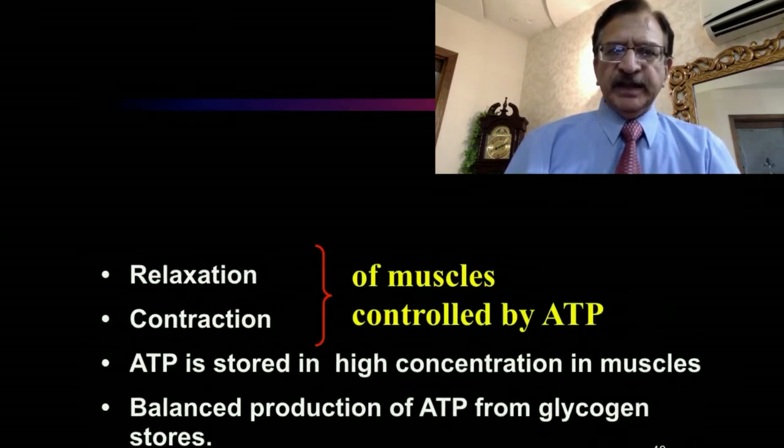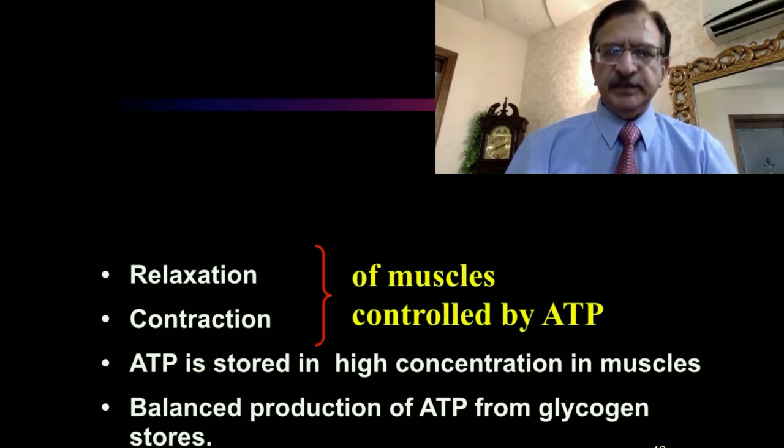The relaxation and contraction of muscles is controlled by ATP, because the function of myosin and actin requires energy, which is provided by ATP. And ATP is stored in high concentration in muscles. A balanced production of ATP from the glycogen store is responsible for the relaxation and contraction of the muscle fibers. So this is the normal physiology which we are discussing.